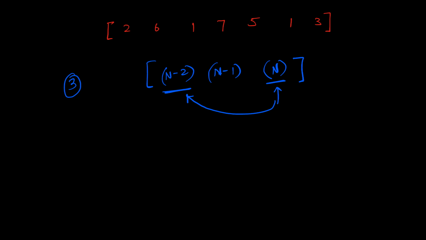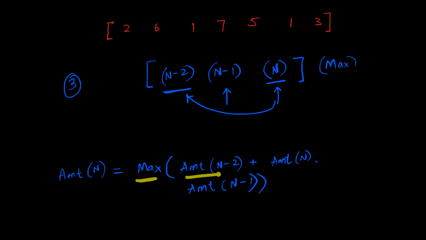As we can't rob adjacent houses, the total amount we can rob is going to be the value at n with n minus 2. And to get the maximum value, we should compare the sum of the two numbers with n minus 1, as it is possible that the amount at n minus 1 home could be greater than the sum of n and n minus 2. This is how we can represent this logic mathematically: max between the sum of amount at n minus 2 and n, and comparing it with amount at n minus 1.